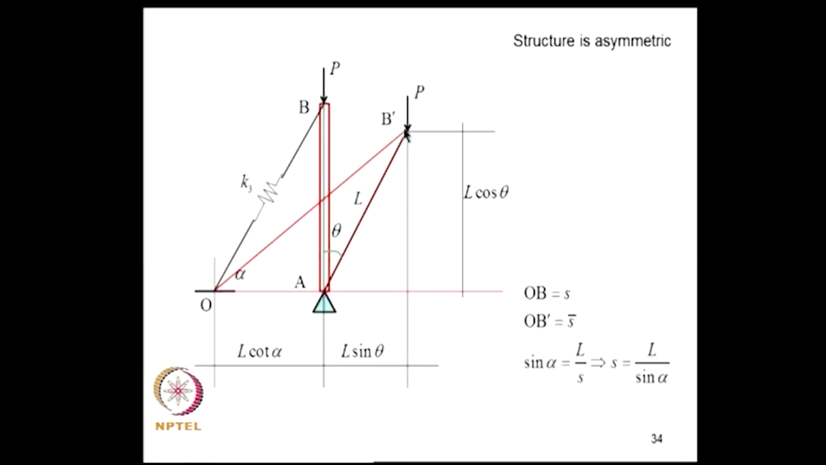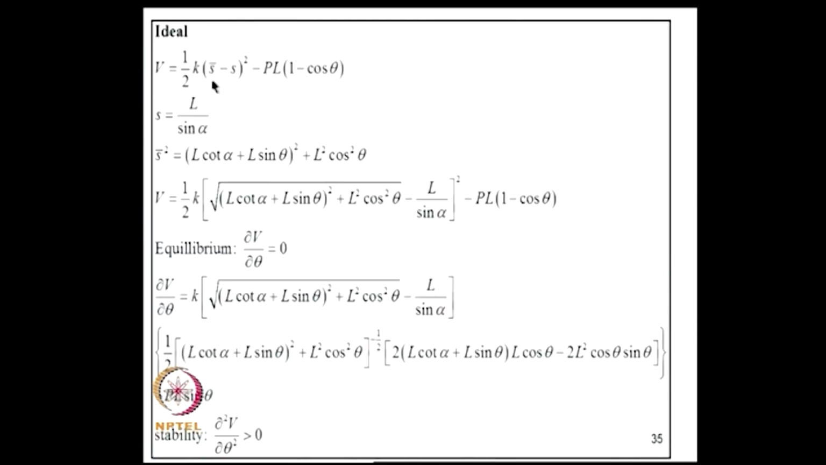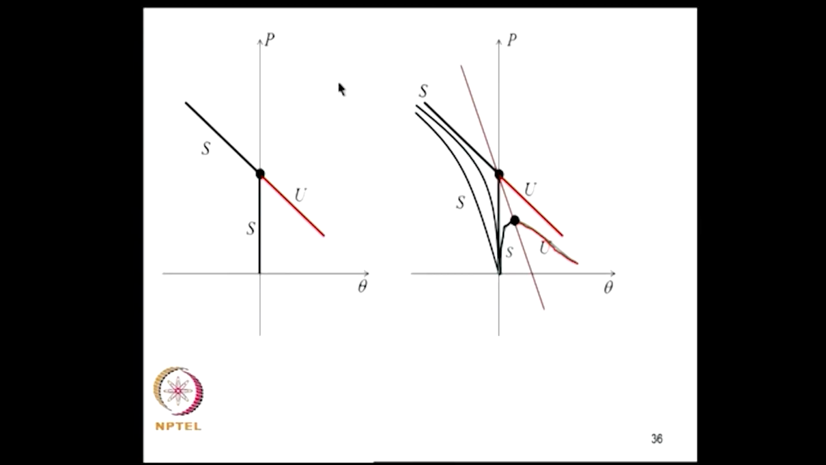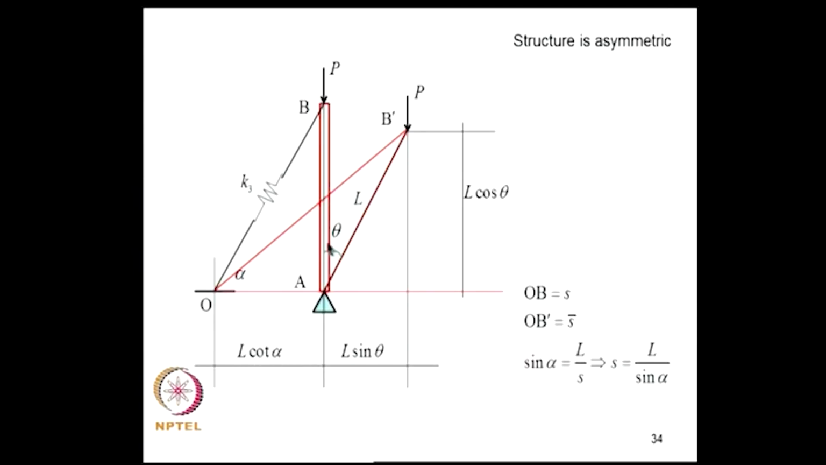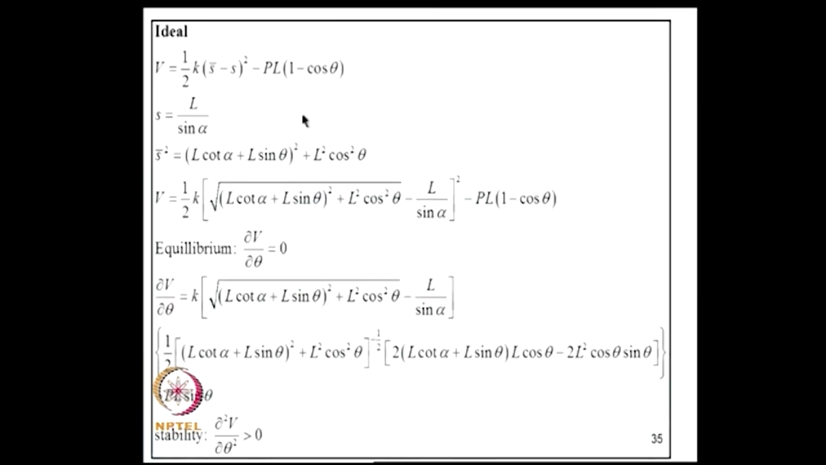So if the initial length OB is S and OB bar is S bar, the energy stored in the spring is half K (S bar minus S) whole square, and the potential of the load is minus PL cos theta. Now using geometry I can find an expression for S and S bar in terms of theta, which is the degree of freedom. If you carry out a simple calculation we will find S and S bar, and if I substitute into this, this is the expression for V.